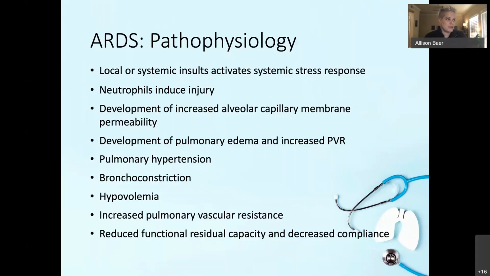So back to ARDS. So you have that stress response, the neutrophils rush to the area, you have inflammation, you have the increased capillary membrane permeability, so they're going to start leaking all over the place. You're going to get pulmonary edema, increase in your vascular resistance, just because everything's kind of swollen, inflamed, and clamped down. It can also lead to bronchoconstriction, which then kind of makes problems on both ends, and pulmonary hypertension. And then overall, this bottom part, it reduces that functional residual capacity and decreases the compliance of your lungs.